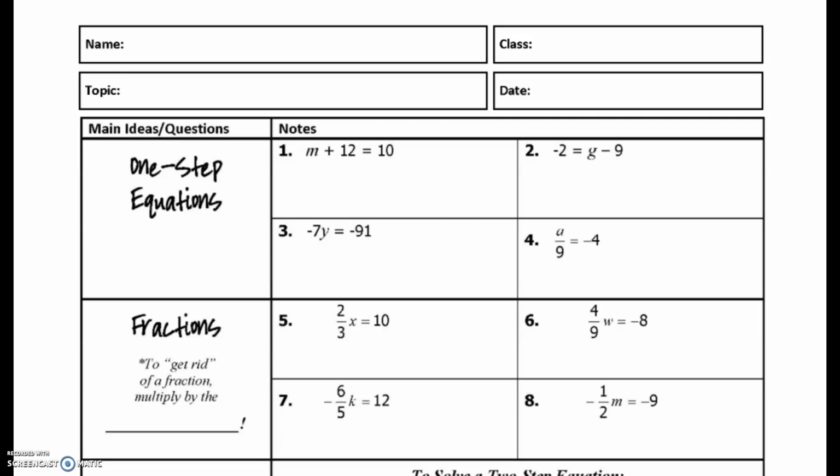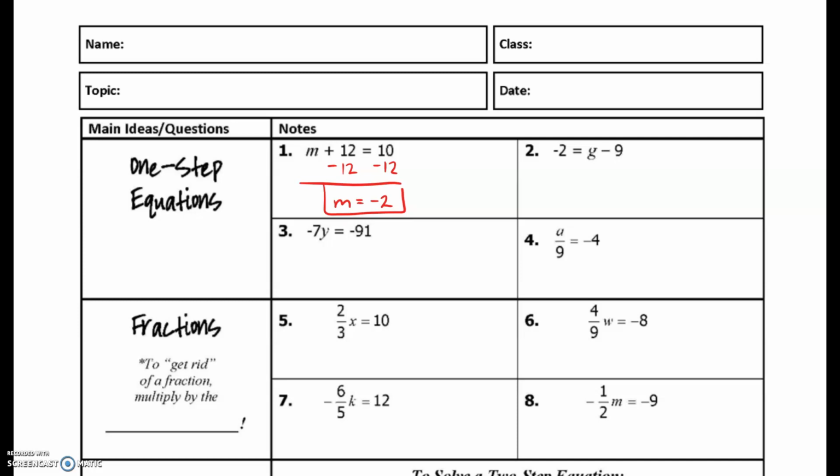In order to do that, we will use inverse operations. What that means is, for example, in number 1, when we are adding 12 to m, in order to get rid of that, we are going to subtract 12 from both sides. When we do that, the result for 10 minus 12 is negative 2. Therefore, negative 2 plus 12 would equal 10.